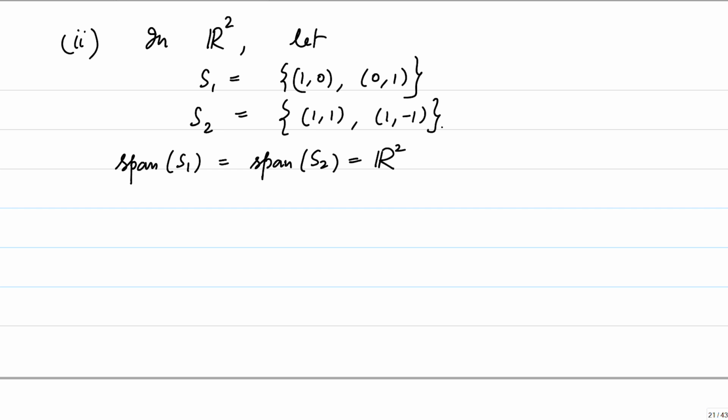By now you know that this is a basis, right? And therefore the intersection of the spans is also R2. But what is S1 intersected with S2? This is empty, and span of S1 intersected with S2 is just the span of the empty set, which is the zero subspace. So yes, this is a clear case where it is a proper subspace, or rather it is a subspace which is not equal to span of S1 intersected with span of S2.